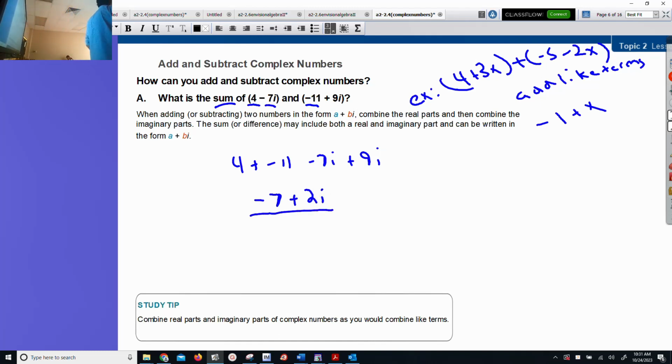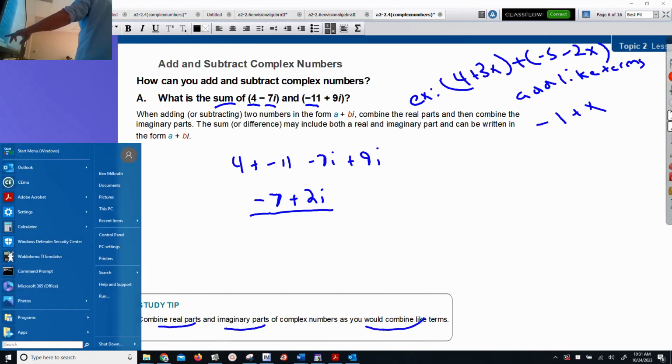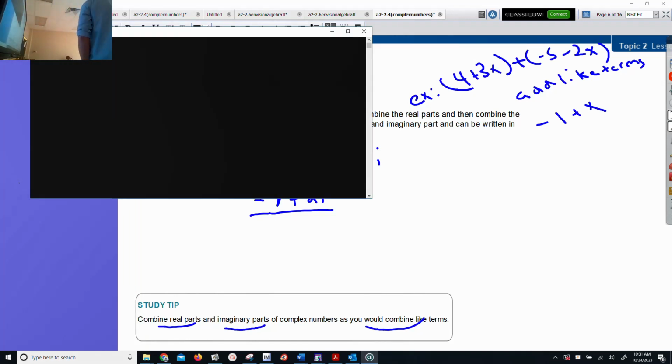That's addition. I think there's even a hint down there. Combine real parts and imaginary parts as you would combine like terms. Your TI-84s can do this too. It's worth talking about. When you do your homework, I don't want you actually pushing buttons, but if you need to check on some of the harder stuff, by all means check.